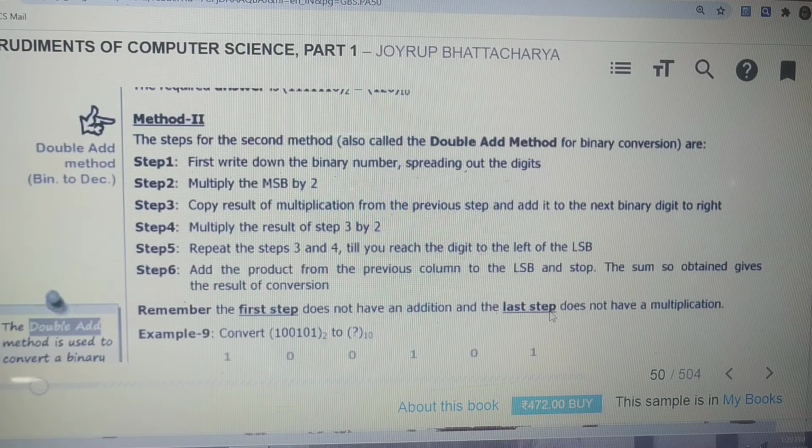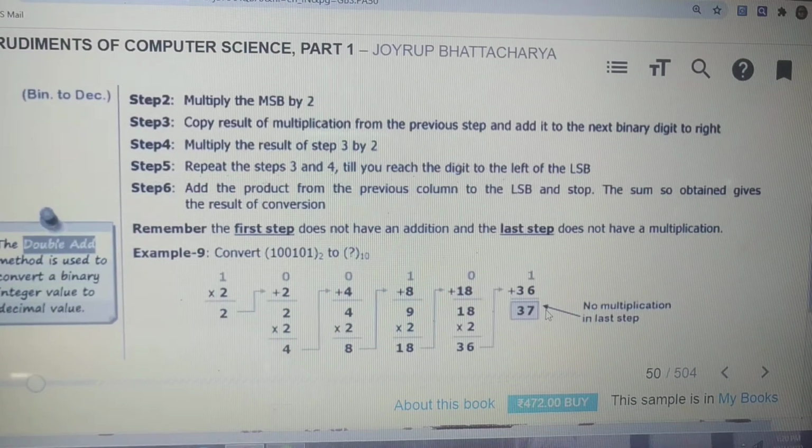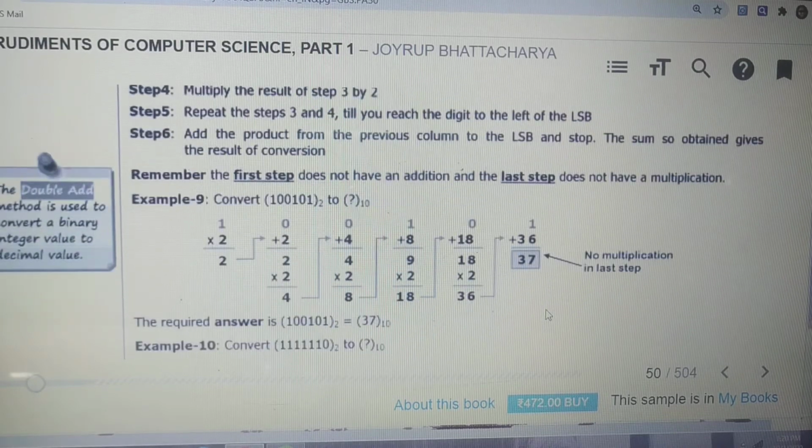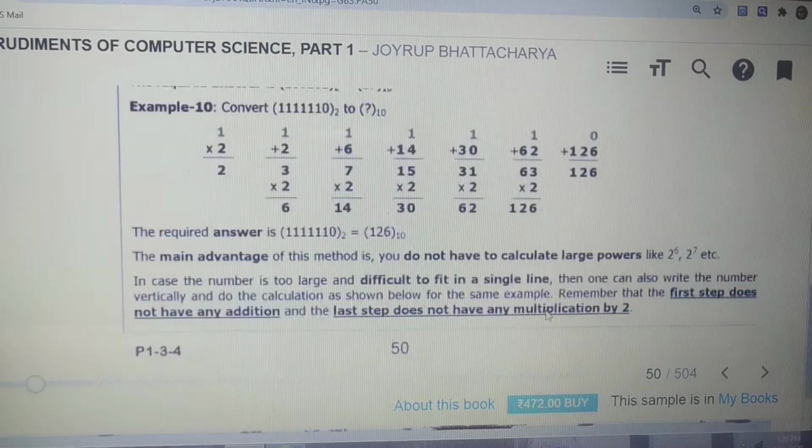Now, there are double methods as well, but we will skip that method because the double method is not required.